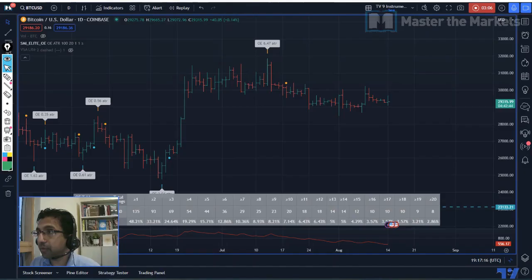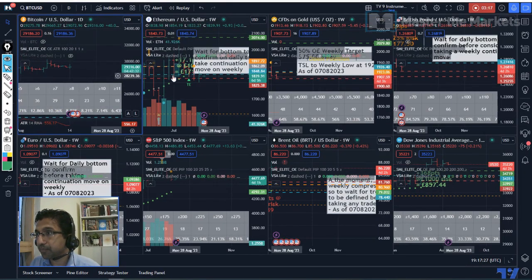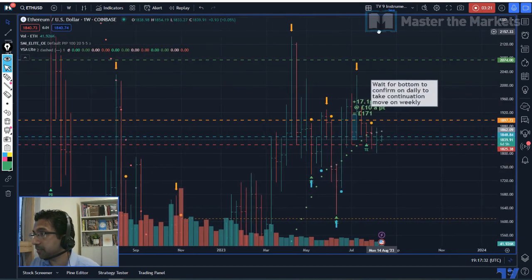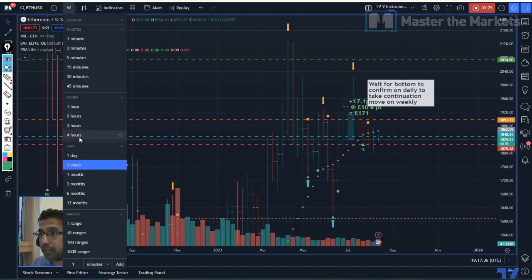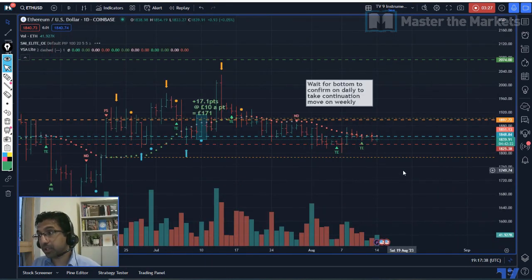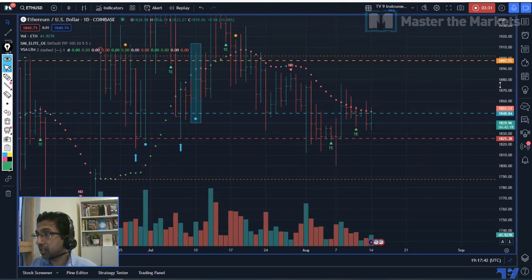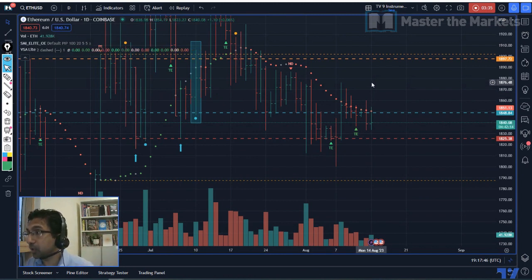So now carrying on swiftly to the others. Ethereum, the same thing again, right? I've written over here, yeah? So wait for the bottom to confirm on daily, and I still haven't had that, which is a good thing because it is protecting us. Because if you just jumped into that, it would have stopped you out and you would have lost money, right? So why would you want that?